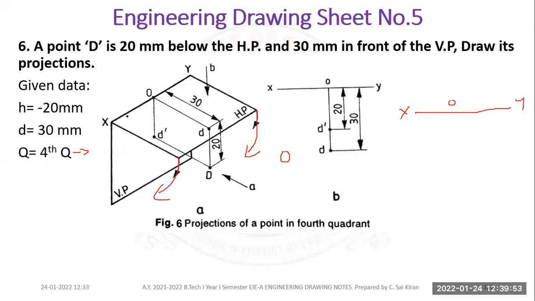First take the H distance. H is negative, so minus 20. With respect to the H distance, you will get the front view, which is nothing but d dash. And with respect to the D distance, you will get the top view, which will be small letter d.